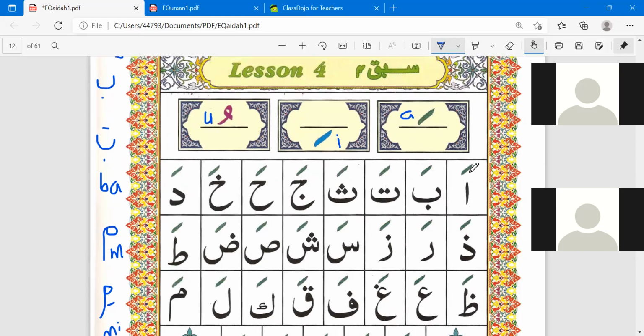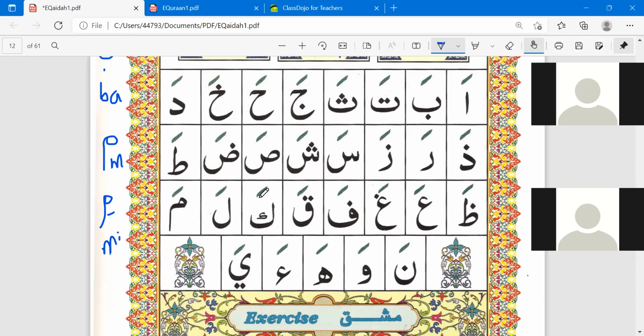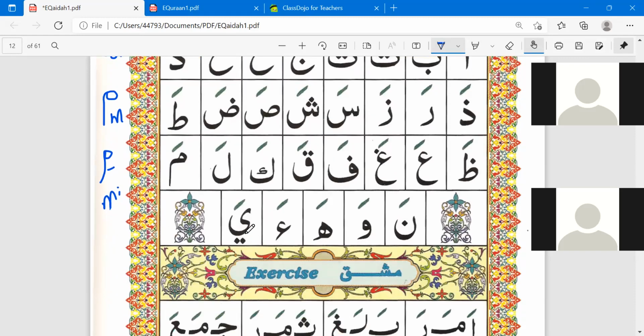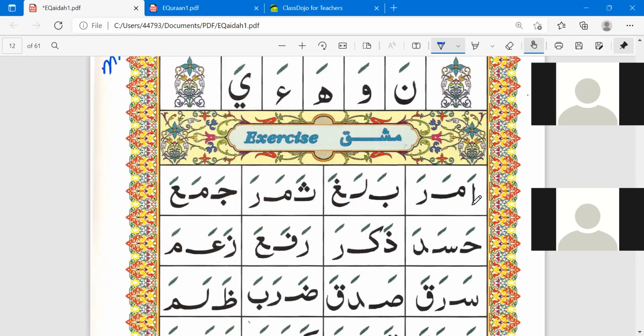Alif, fataha, a. Ba, fataha, ba. You see? Ta, fataha, ta. Fa, fataha, fa. Ka, fataha, ka. Ma. Wa, fataha, wa. Ya, fataha, ya. So we might join 2, 3 letters together. It doesn't really matter as long as we know the sound. Like alif fataha, a. This is ma because it's mim, then fataha, ma. And this is ro, fataha, ro. So then it becomes a, ma, ro.